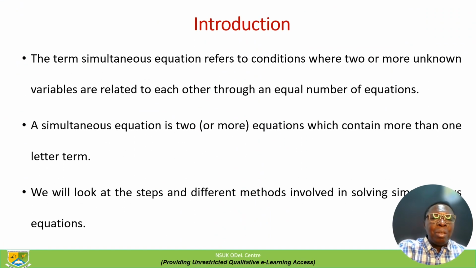So in introducing this course, we said the term simultaneous equation refers to the conditions where two or more unknown variables are related to each other through an equal number of equations. A simultaneous equation is two or more equations which contain more than one letter term. We will look at the steps and different methods involved in solving simultaneous equations.